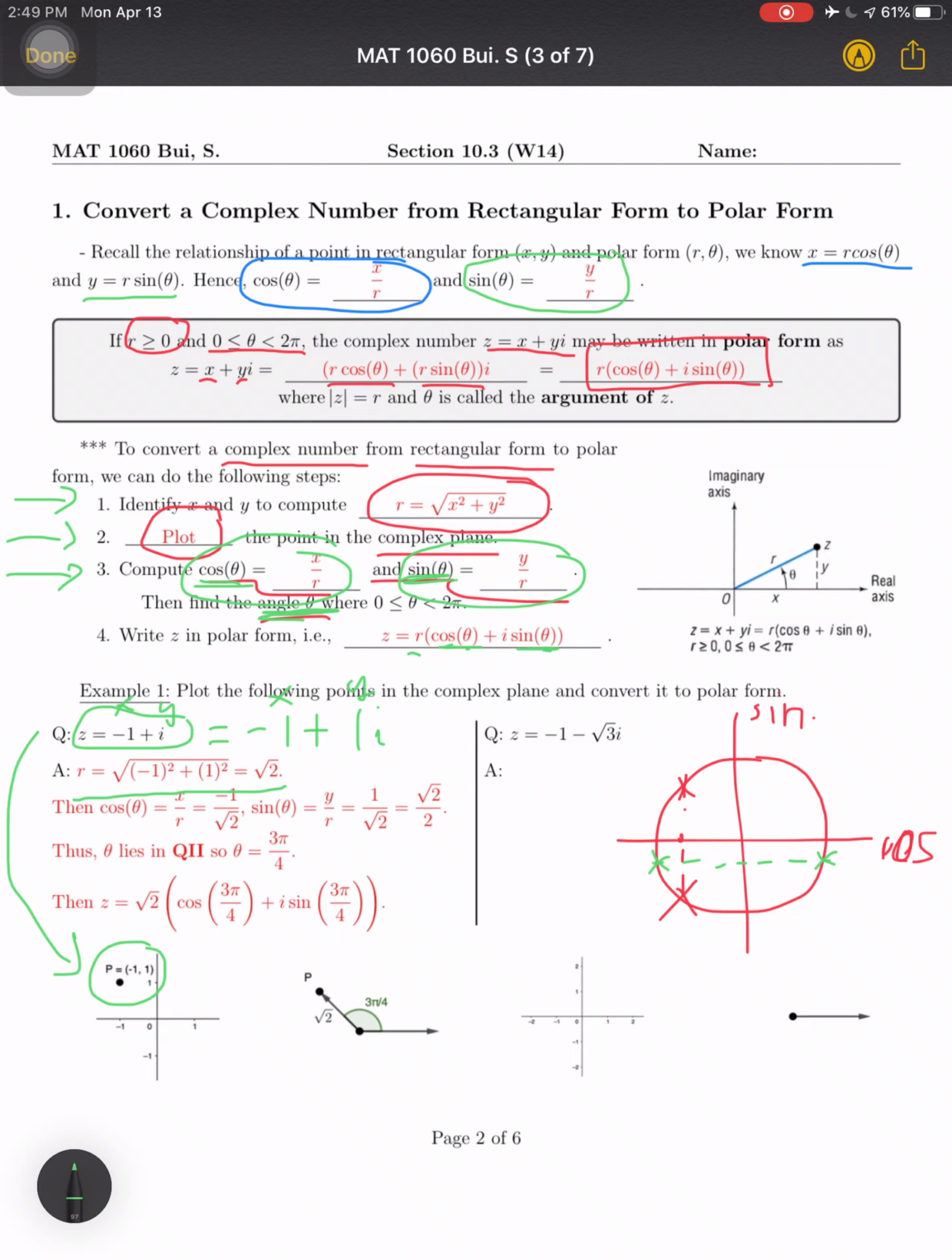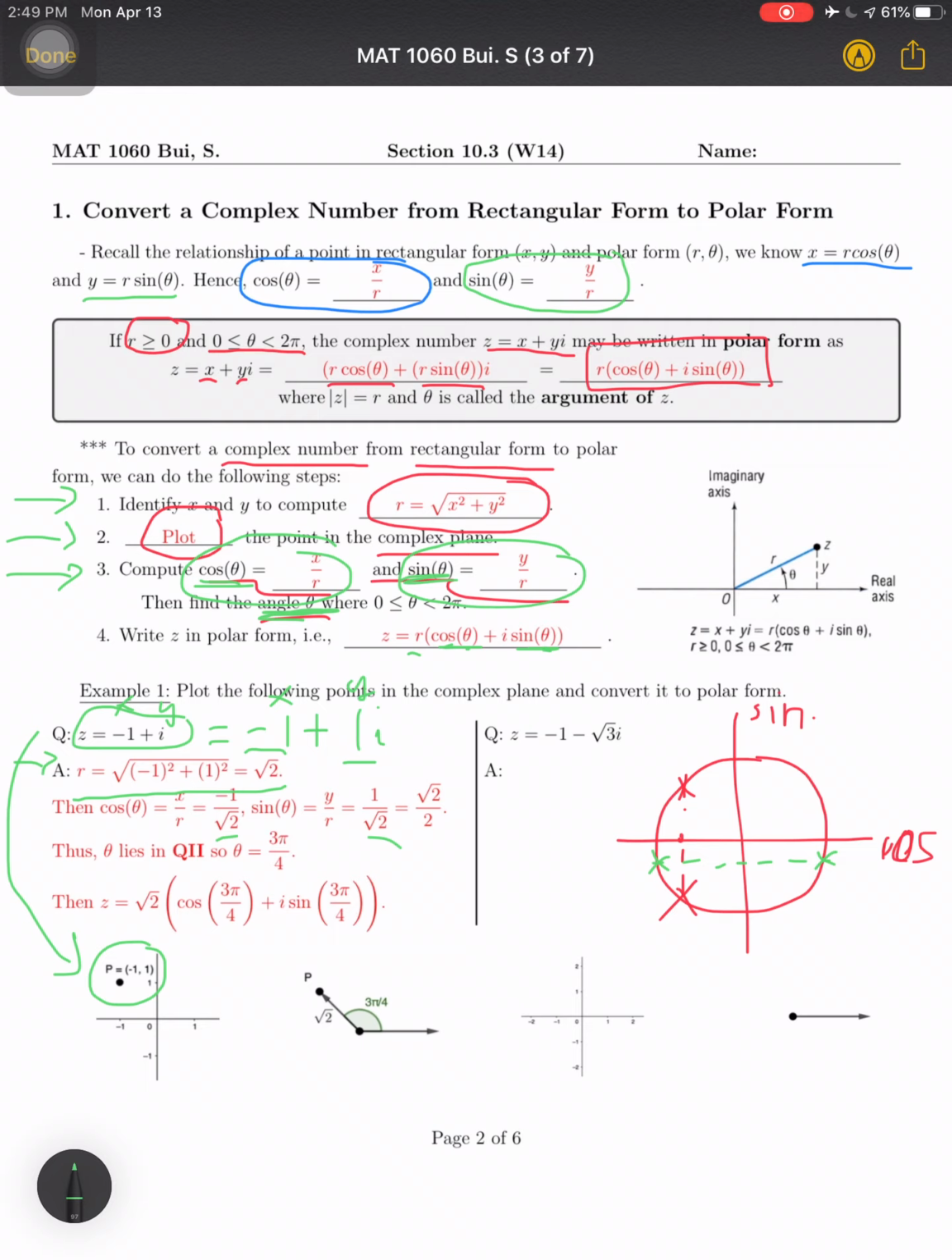So what I'm going to do is use the formula that I had attached in here for you guys. Cosine of theta equals x divided by r, and sine of theta equals y divided by r. x is -1 by given, and y equals 1 by given also. r equals the square root of 2 because we got it from the first step. We plug it in, we get the value of cosine and sine, and now you have to ask yourself, what angle gives you a cosine value of negative square root of 2 over 2 and a sine value of square root of 2 over 2?